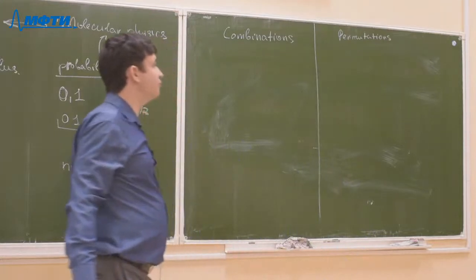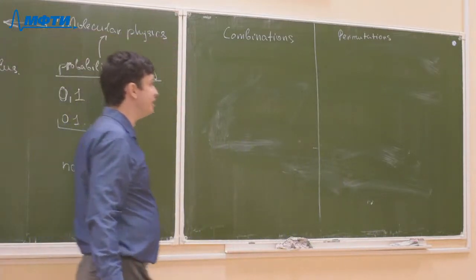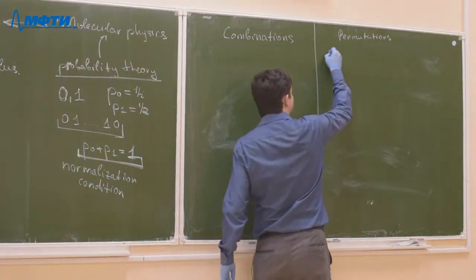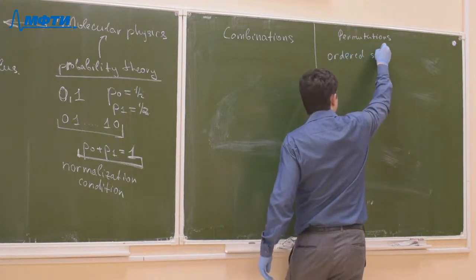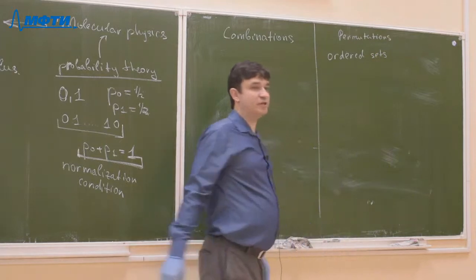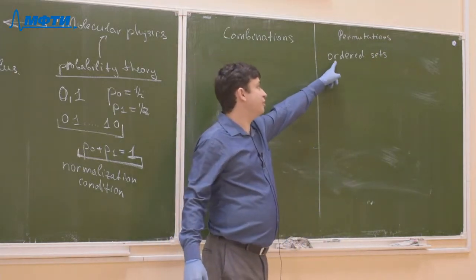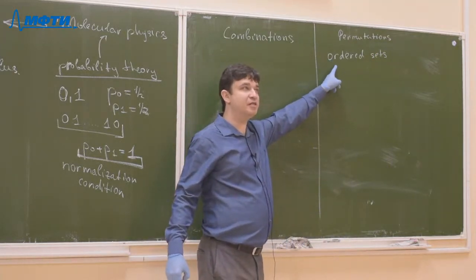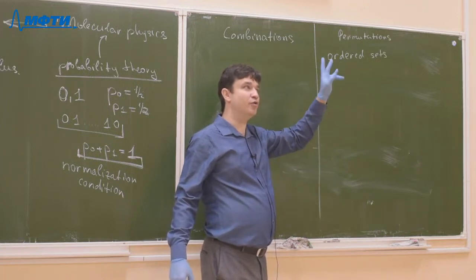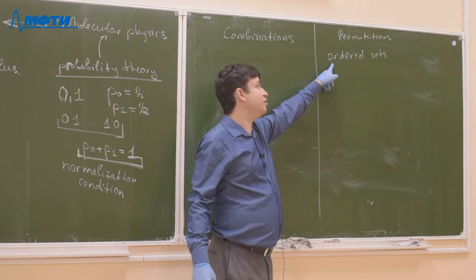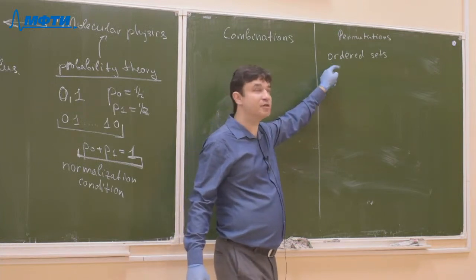And the main difference between them is that permutations are ordered sets. So that means that the order of elements in each permutation is very important. When you change the order of elements, your permutation becomes different.